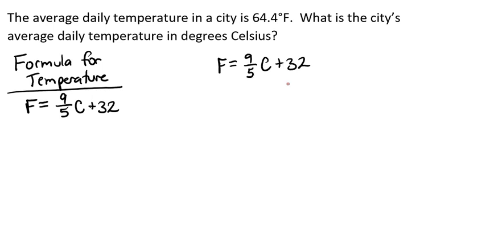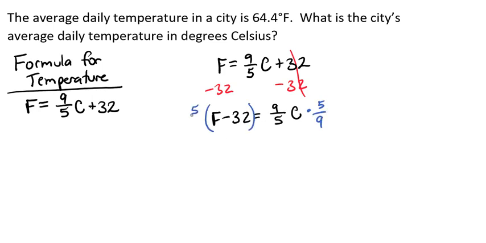All right, so I'm going to begin by subtracting 32 from both sides. So I now have Fahrenheit minus 32 equals 9/5 Celsius. And to get rid of my fraction, I'm simply going to multiply both sides by its reciprocal. And that's going to leave me with Celsius equals 5/9 times Fahrenheit minus 32.